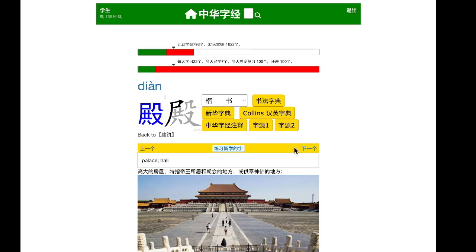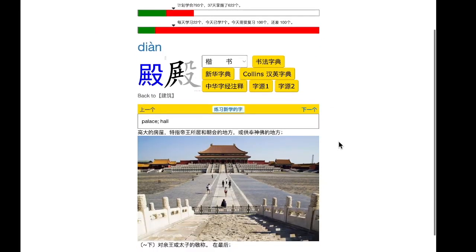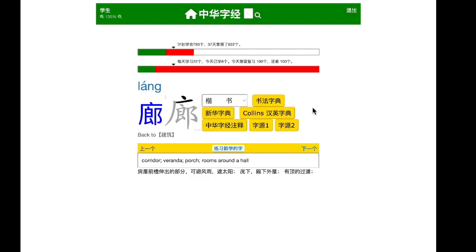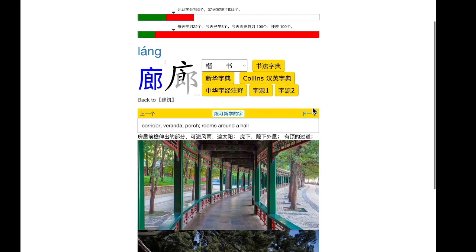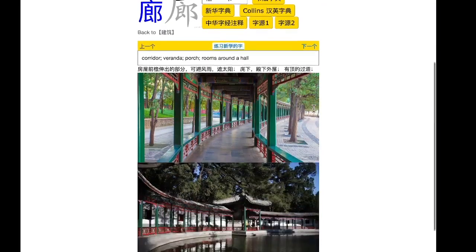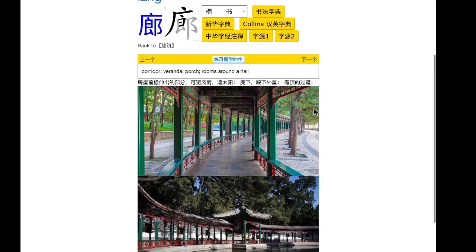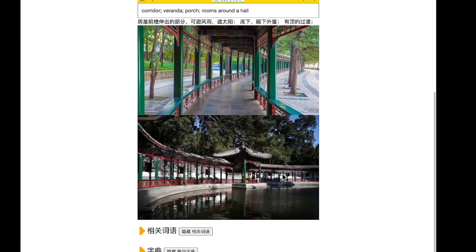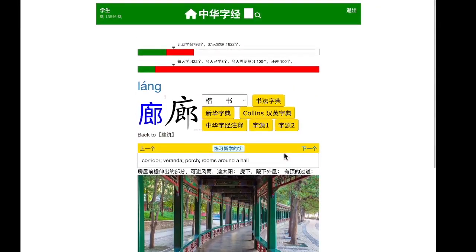Dian. Dian is a palace or a hall in a palace. So specifically about the imperial courts, these big huge buildings with big huge grounds. Dian. Lang. Lang refers to a corridor, a veranda or porch, or rooms around a hall. So it's like a hallway, but traditionally these open air covered walkways are called lang. They had these surrounding every house, kind of a bridge between the indoor and outdoor space.